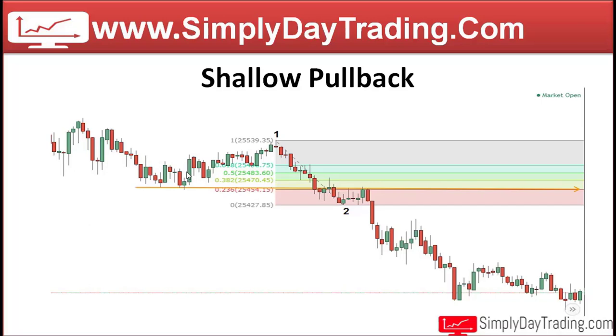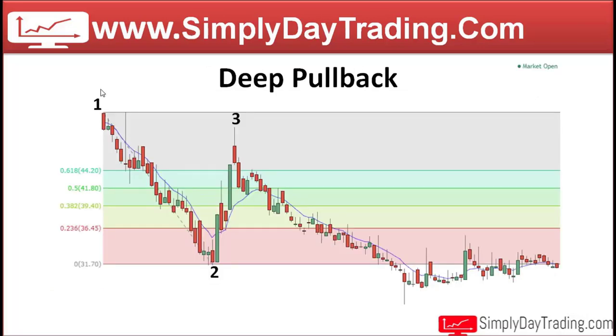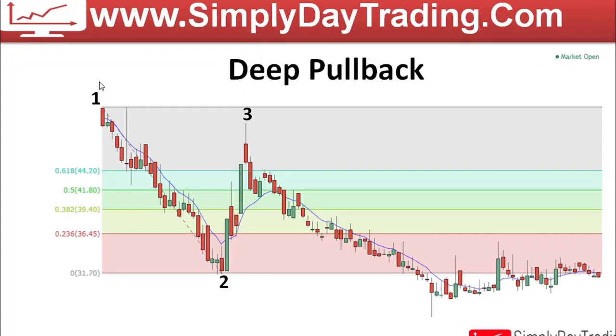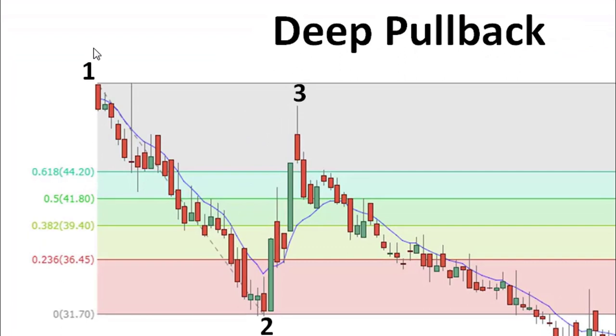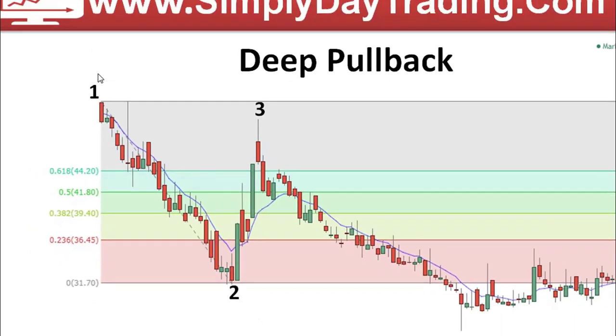Now let's study the deep pullback. Here we have a deep pullback after the price has traveled from point 1 to point 2. But why is it a deep pullback? It's simple, because the retracement of the price swing 1 2 is something between 61.8% to 76.4%. The level of 76.4% is not plotted, but the retracement would come around the level of 76.4%. Therefore, we call it a deep pullback.